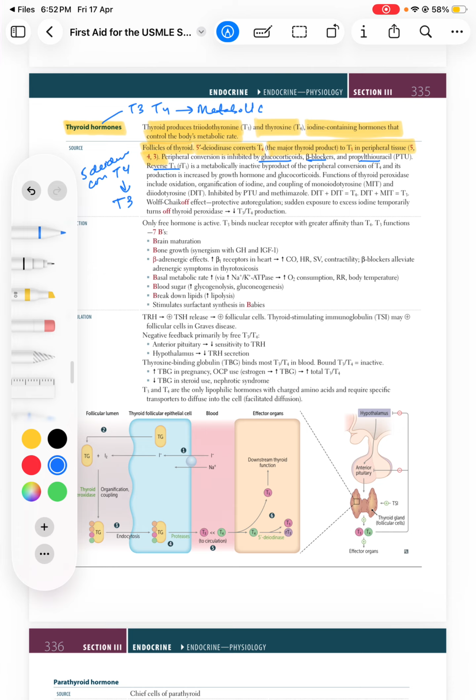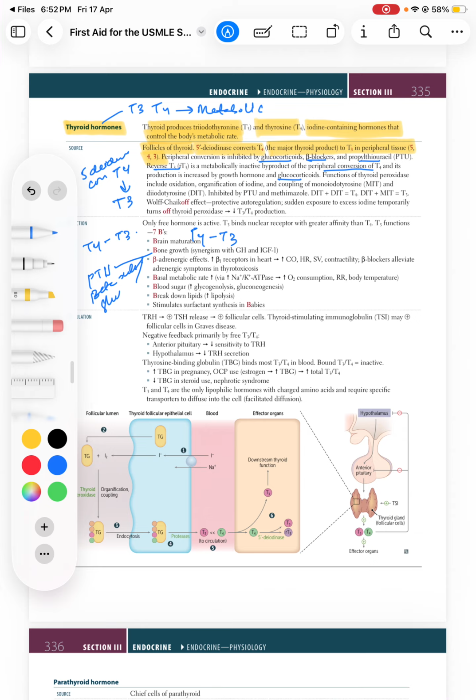Reverse T3 is a metabolically inactive byproduct of the peripheral conversion of T4, and its production is increased by growth hormone and glucocorticoids. Here it is mentioned what the products are that decrease the conversion of T4 to T3. So these are some drugs and hormones. The drugs are propylthiouracil, beta blockers, and glucocorticoids. These are the substances that inhibit the conversion of T4 to its active form T3.